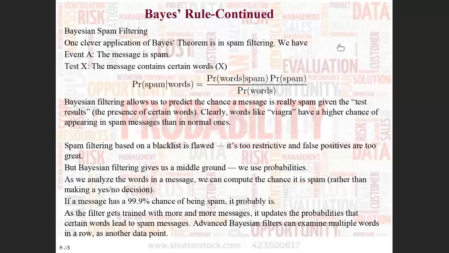Okay, Bayesian spam filtering. If I'm pronouncing it incorrectly, pardon me. One clever application of Bayes' theorem is in spam filtering. You have an event A. The message is spam. Okay? I assume people still get spam messages. I mean, I do.